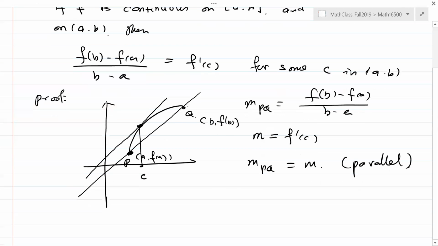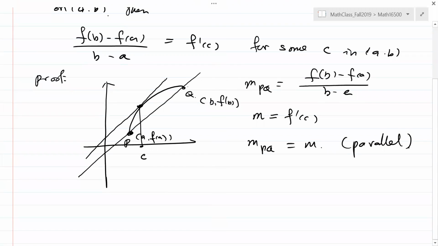The mean value theorem also tells you some information. For example, f of t is a position function, and you can talk about the average velocity, the average speed. When you drive from Indianapolis to Bloomington, the average speed is maybe 60 miles per hour, for example. That is the difference of the position divided by the time. That gives the average speed.